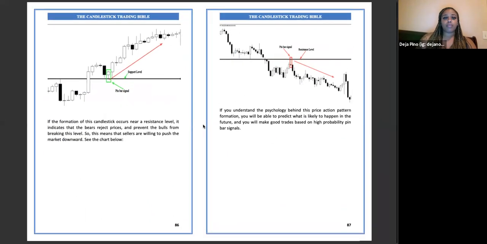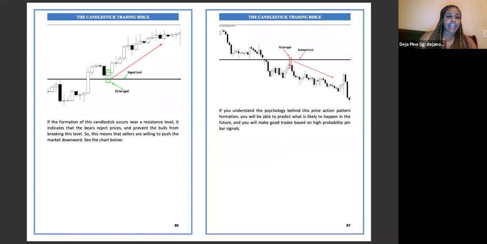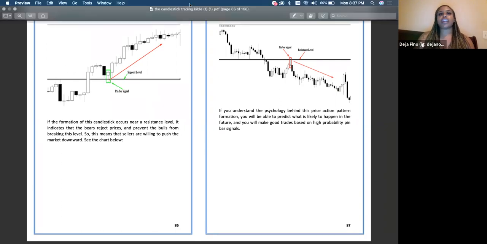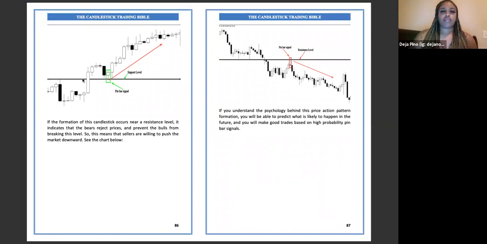So they're going to show you an example right on page 86, and it's showing you a pin bar at a support level. I actually want y'all to take a look through here. What actually happened over here? Can somebody tell me what happened through this? Because this was originally a resistance level, but now it's a support level. But what happened here? There's one word that starts with a B that I'm thinking of. Let's see who gets it first. Breakout. Yes, Candace.